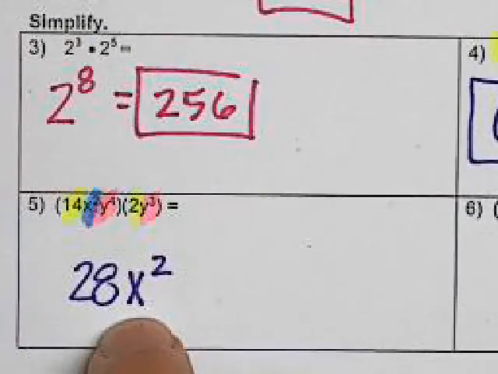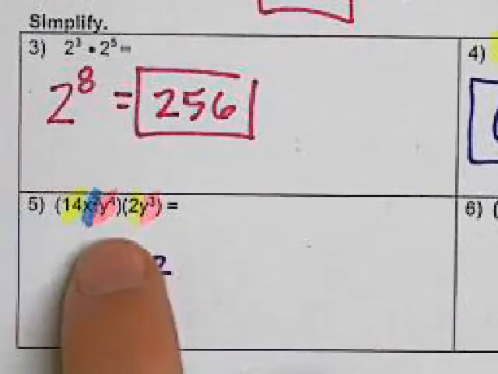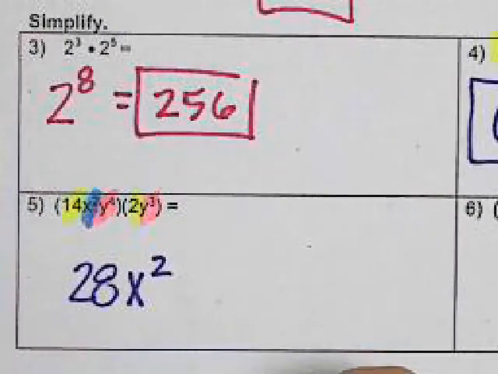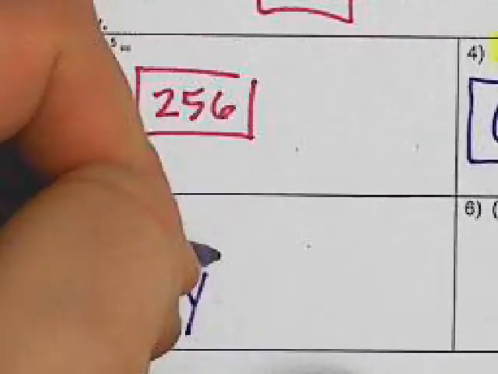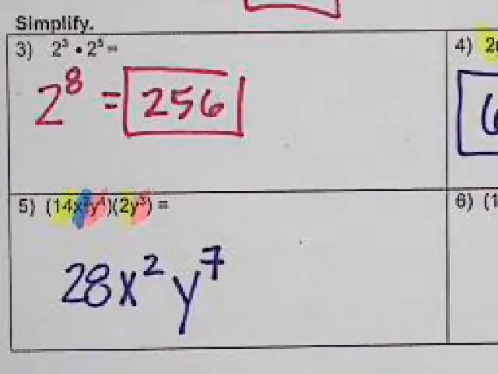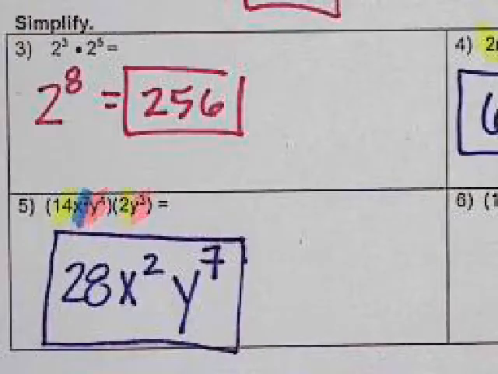Now I'm going to move to the pink Y's. Got 2 of them. I've got a 4 and a 3. I add them and I get what? 7. You can't just put a 7 out here. You have to make sure you have the Y and then the little 7. And that's my answer.